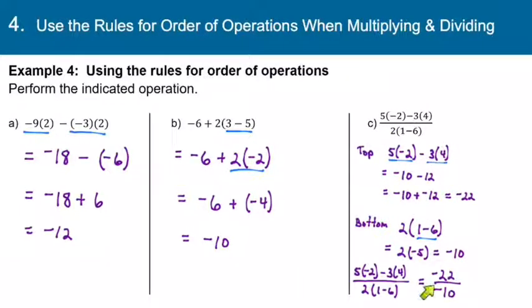Okay, now putting it all back together, the top divided by the bottom would be negative 22 over negative 10. Of course, negative divided by negative is going to give us a positive result, and there's not going to be a whole number answer here, but we can simplify this fraction. Both of these numbers can be divided by 2. So 22 divided by 2 is 11, and 10 divided by 2 is 5.